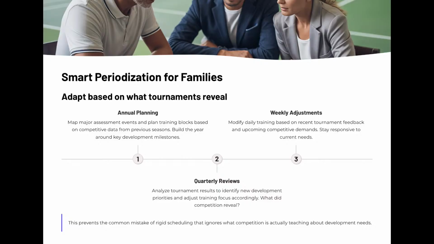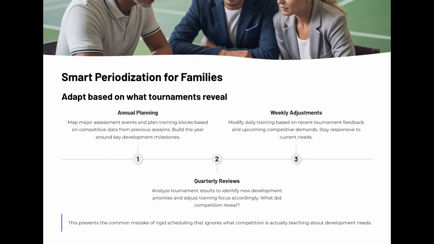Smart periodization for families. Adaptation. So, what do? Well, last week we talked about development plans. And so you have a development plan that should include all of the blocks of time. So training blocks and rest blocks and time that you're going to work on specific new things and make changes, active rest. All of those things are important parts of the periodization plan. And so, taking a look at that roadmap and figuring out where the tournaments fall in that.